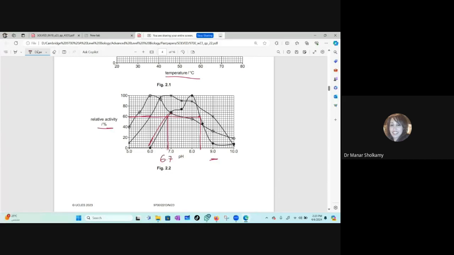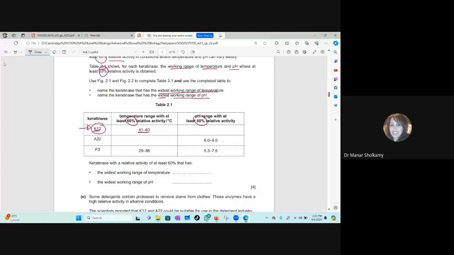So it is 6.7, 6.8 until 8.1, 2, 3, 4, 8.4. Do you understand how we got it? This is the pH range when the relative activity was 60 for this enzyme. You're all with me? Yes. So we got this from 6.8 to 8.4, around 8.4.